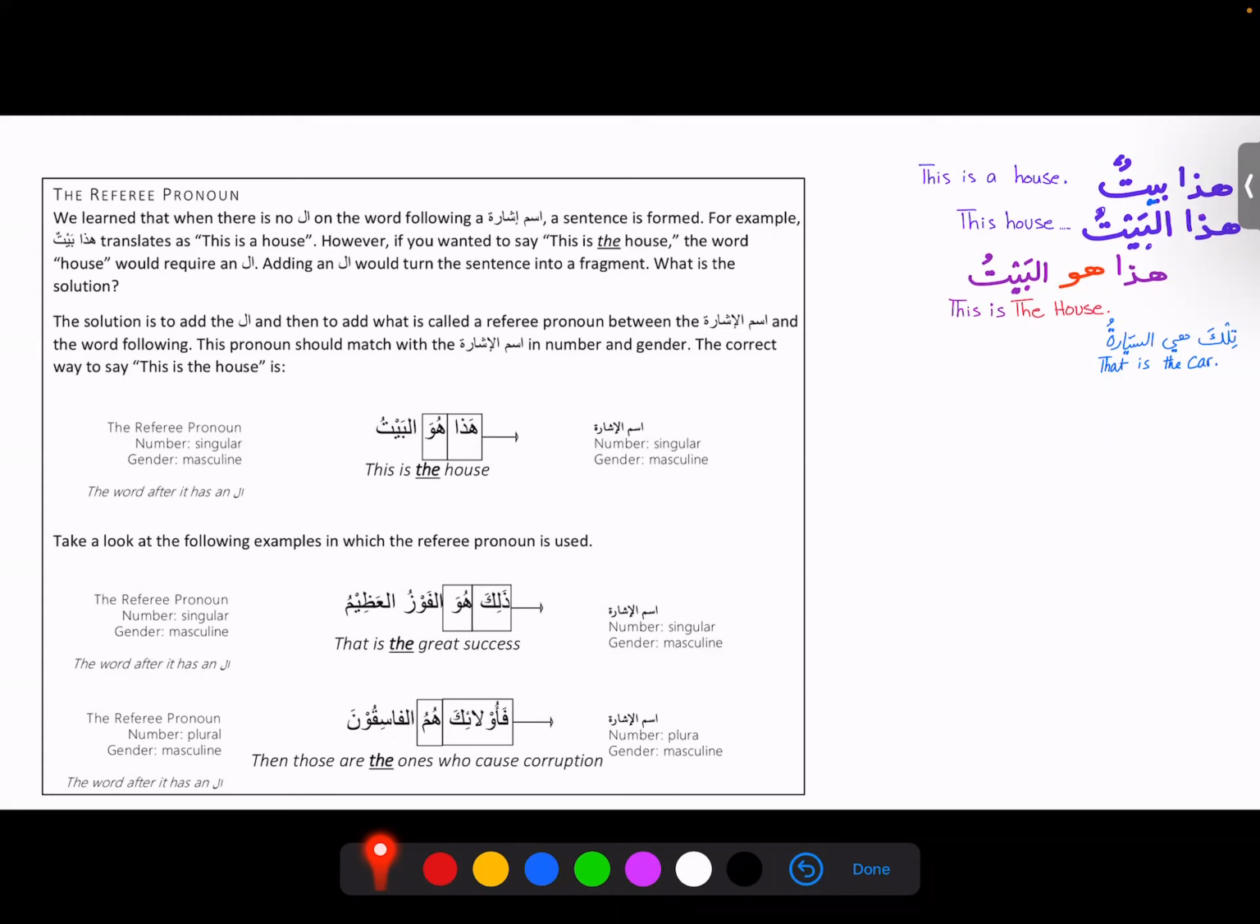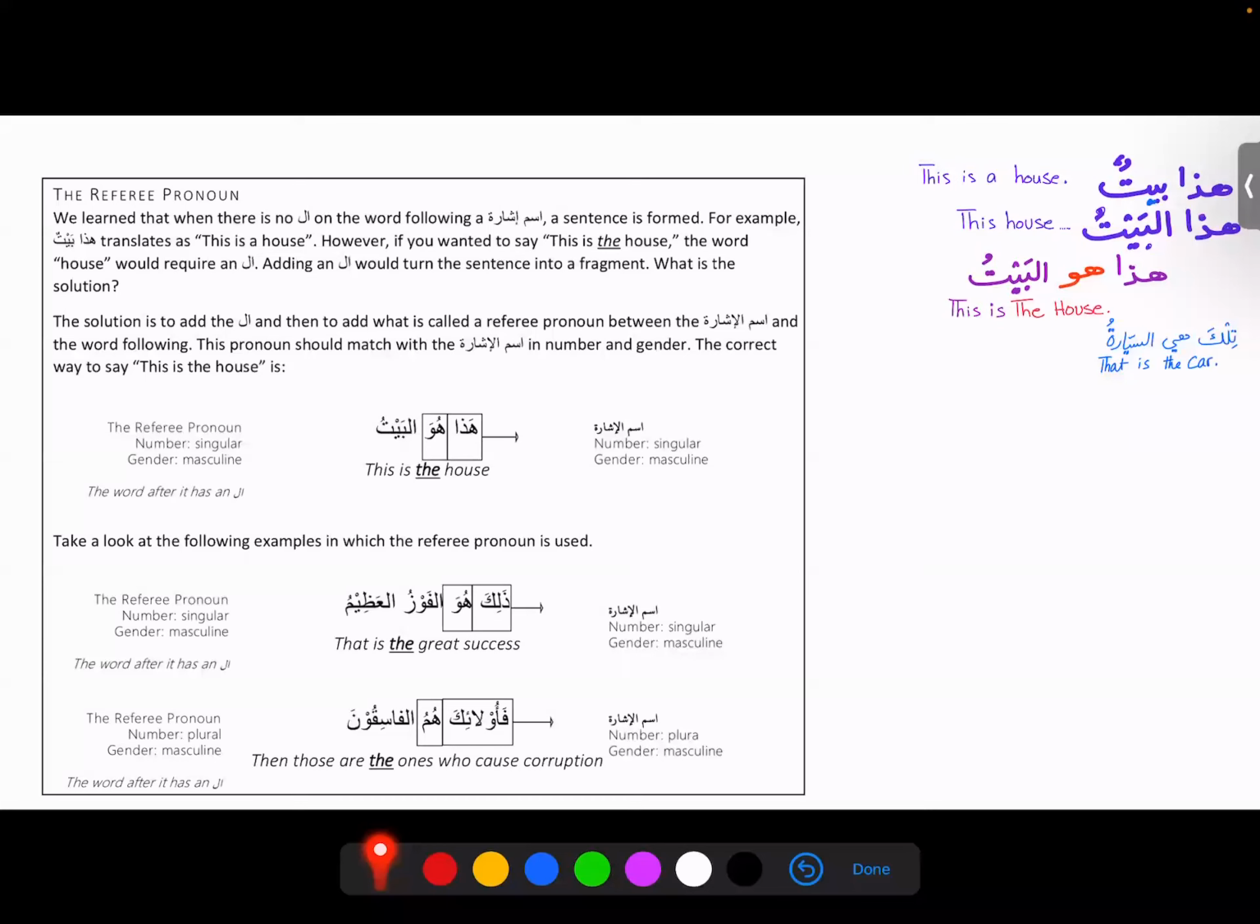So we are talking about how to make jumla ismiya emphasized, and basically this is going to work with the pointer. When we have a pointer fragment, or I should say the pointer, but we want to make a sentence. For example, the first example, it says haza baytun, right? We know that the pointer can make a sentence or the pointer can make a fragment, right? When does it make a sentence and when does it make a fragment?